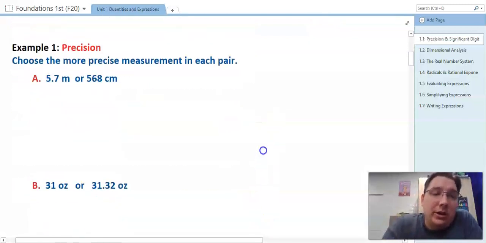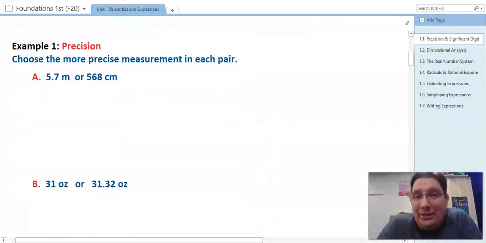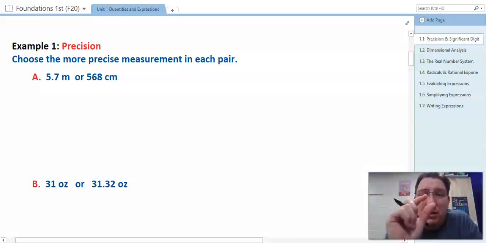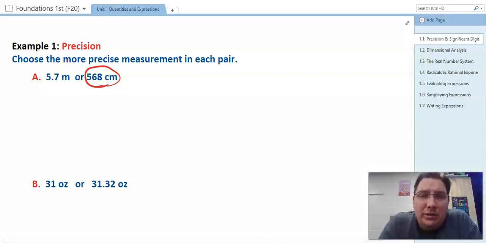All right, so let's look at example 1. We want to talk about which one is more precise in the pair. And remember what I just said. We're looking for either the smaller unit or the one that allows us to get to smaller scale. Our first unit is 5.7 meters, and our second unit is 568 centimeters. When we think about a meter, a meter is about 3 feet, and a centimeter, remember, is very small. So which measure is more precise? It's the centimeters. Now, there are going to be exceptions to this case when we look at units themselves, and we'll look at some of those examples later on.